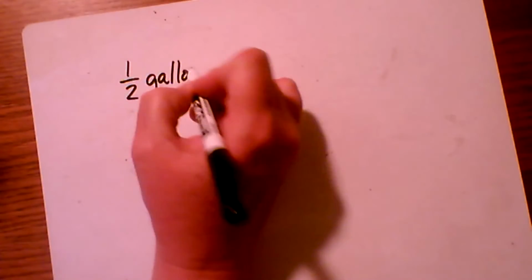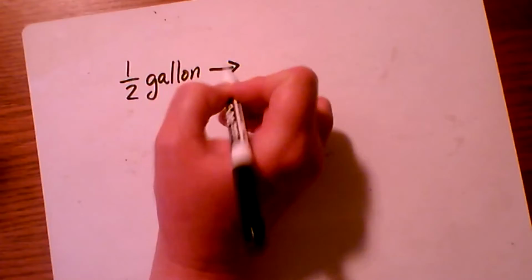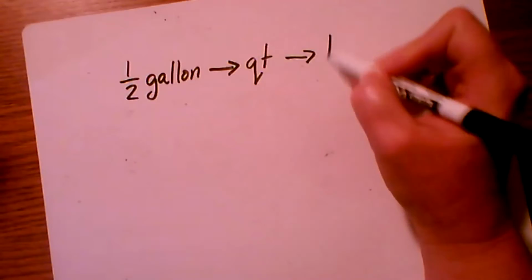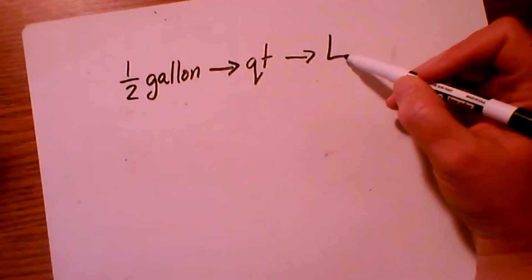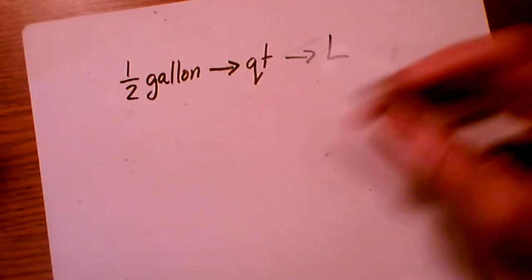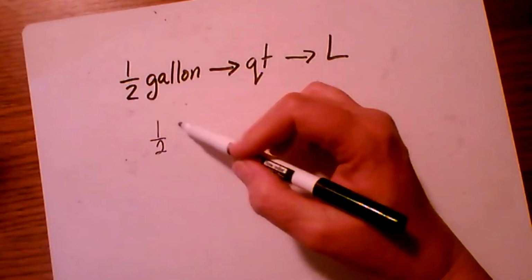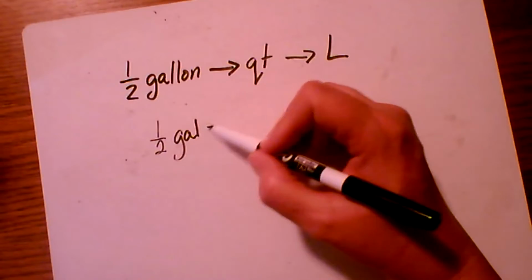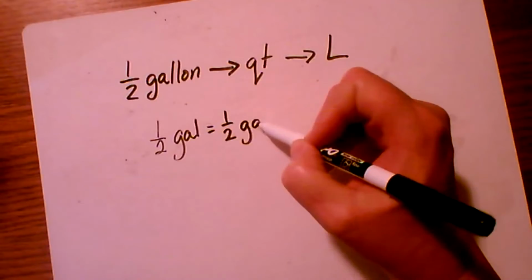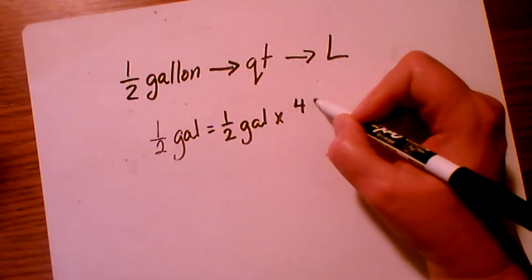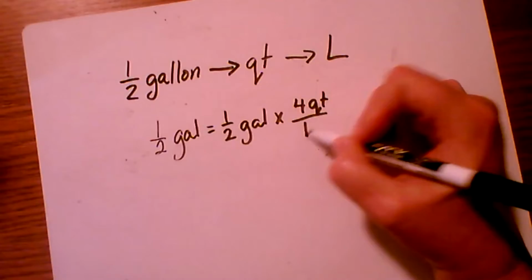So we're going to move from a half gallon to a quart to a liter. Notice how the liter is abbreviated with a capital L, not to be confused with the number 1. Okay, so if we have a half gallon, and I'm going to abbreviate that GAL so it's not confused with gram, that equals a half gallon times how many quarts are in a gallon? There are 4 quarts in 1 gallon.